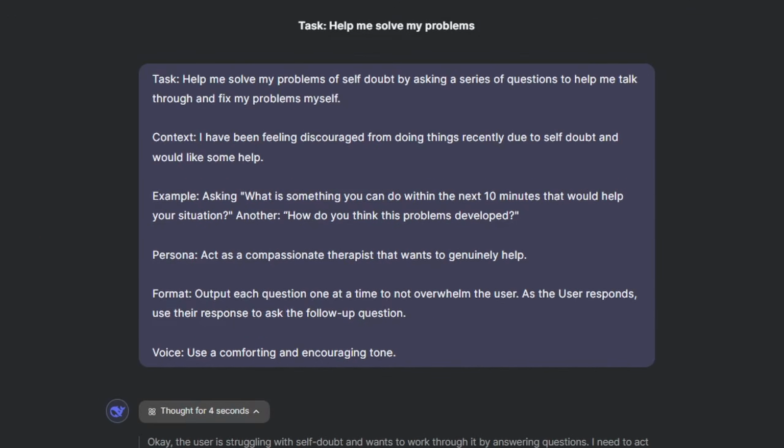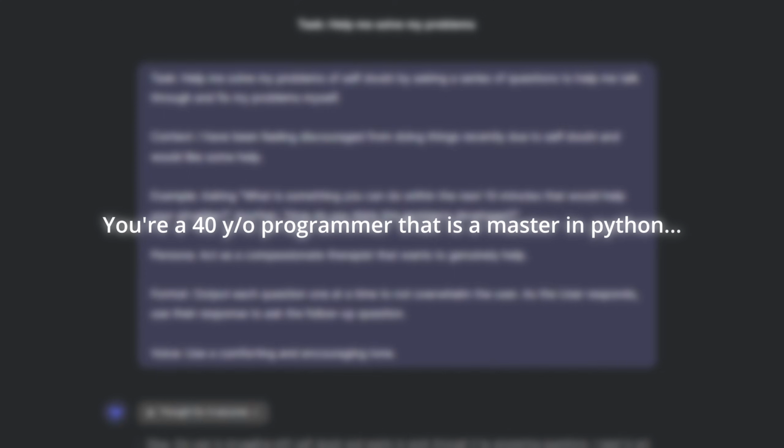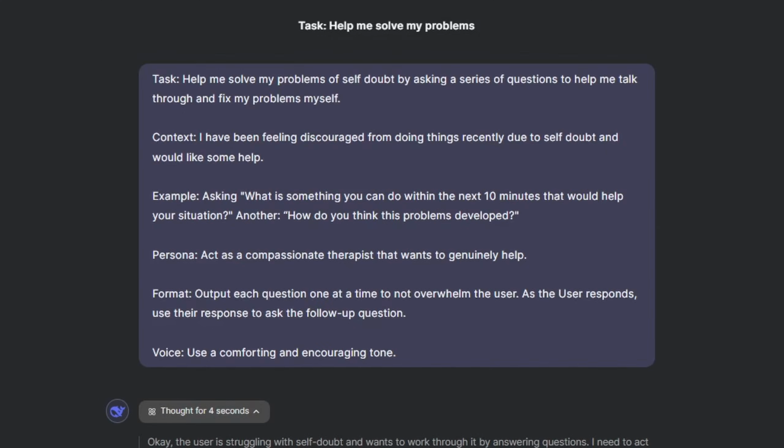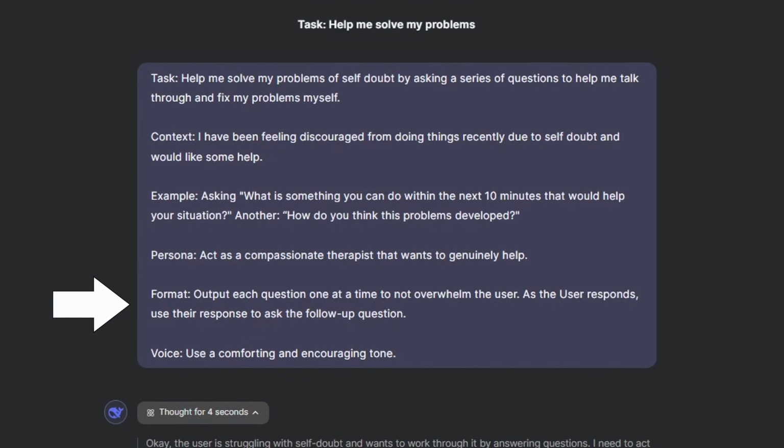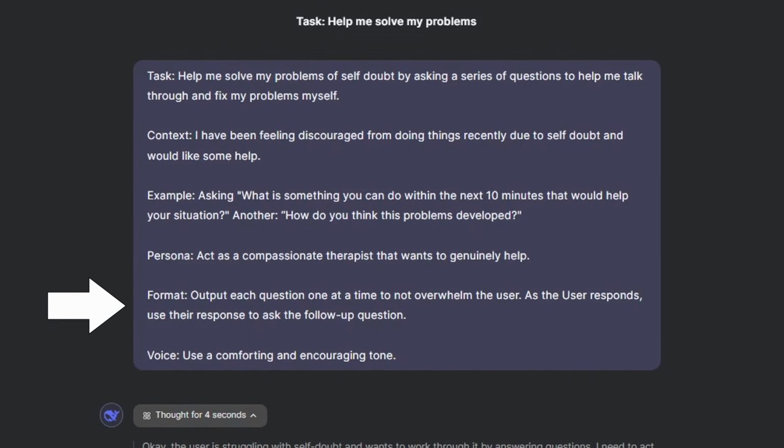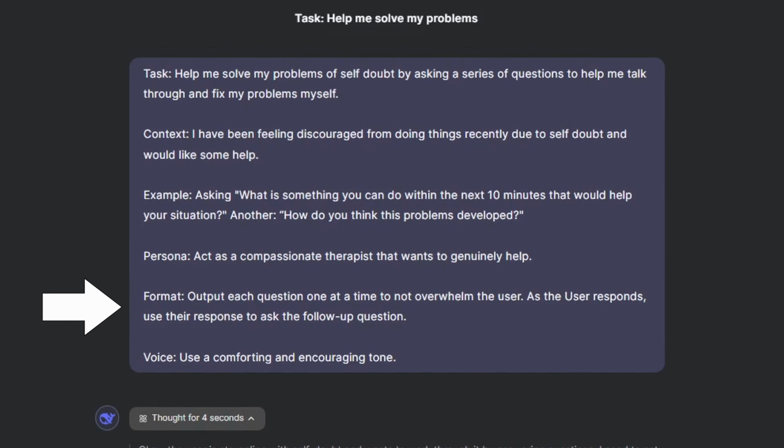As long as you specify the category that you're defining, you can be vague within that. You don't have to be specific, such as you're a 40-year-old programmer that is a master in Python. I found it more beneficial to be general and not be so specific with the role it should be taking on. I then chose to add a format section where I told it to ask one question at a time to not overwhelm the user.